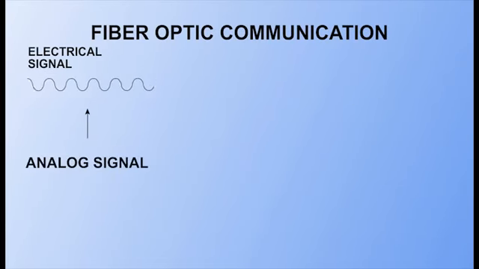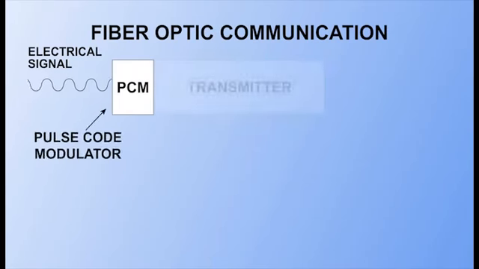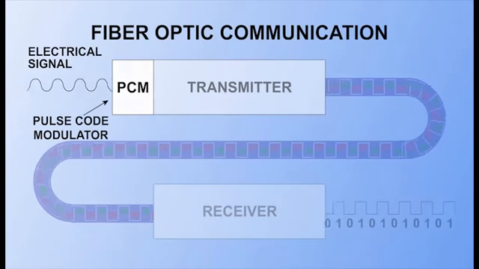The electrical signals can be either digital or analog. Analog signals also require use of a pulse code modulator to convert them to digital form.